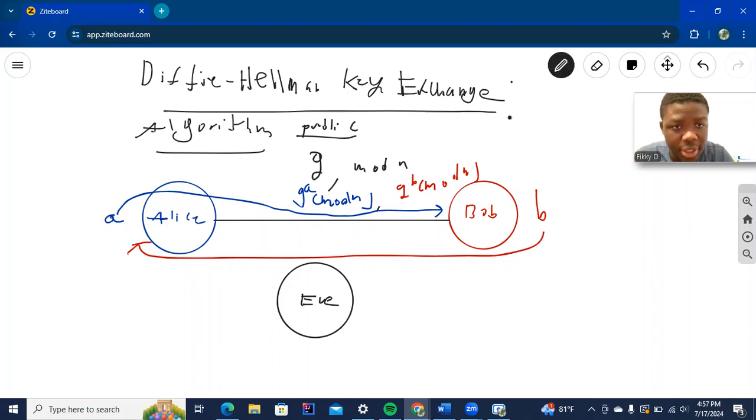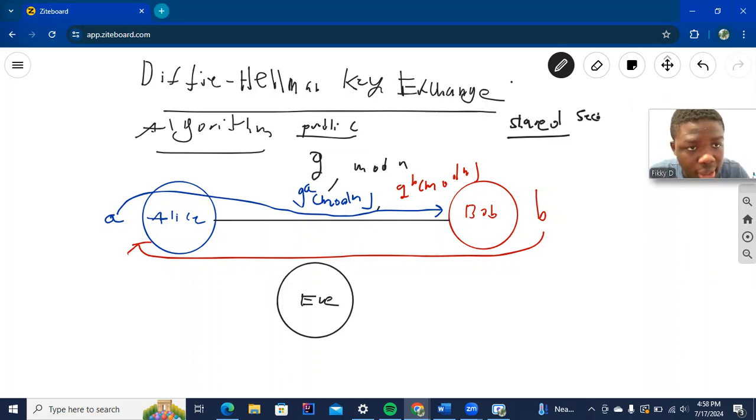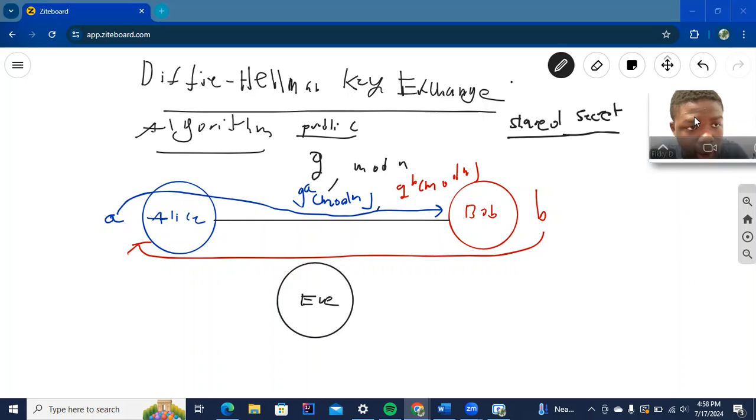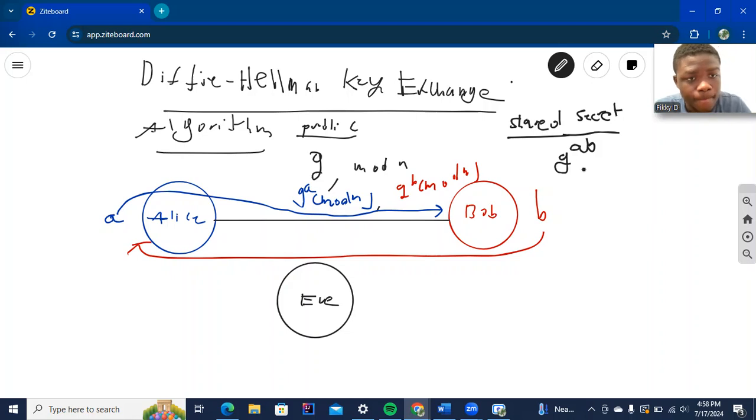This is the shared secret key. So because they exchanged A and B, which is private, the way that they make a shared secret key is by doing G to the AB and taking the modulus of that.